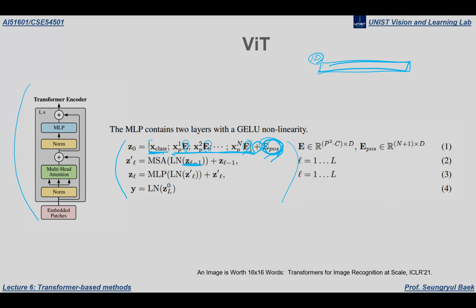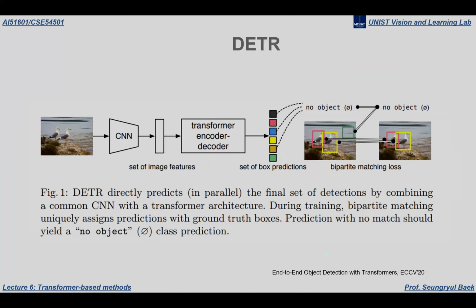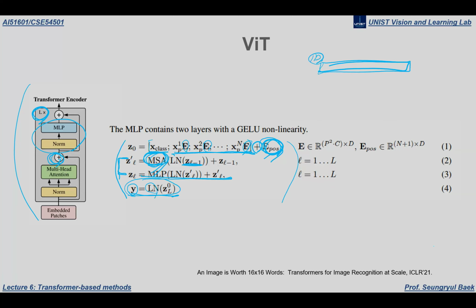And then we map it to some intermediate output by applying the multi-head attention mechanism. Then we further apply the MLP operation here. That's the intermediate process, and we repeat this L times. Then at the final layer, we apply the LN operation to make it into the final output. That's the Vision transformer architecture. This is the simplest form of the transformer that we can use.